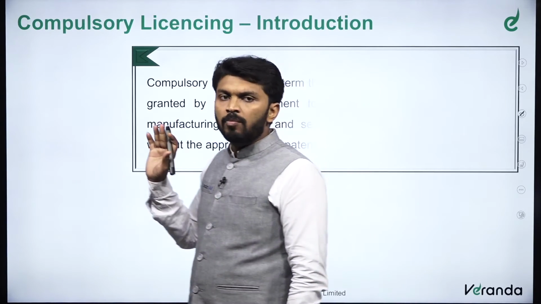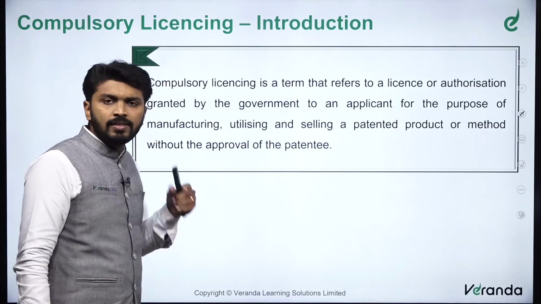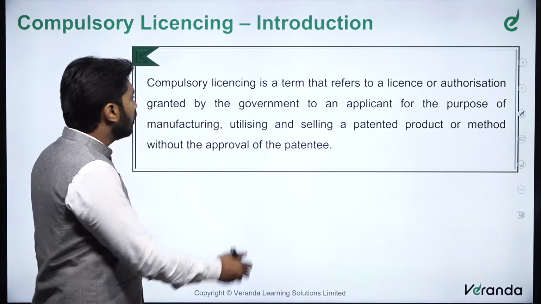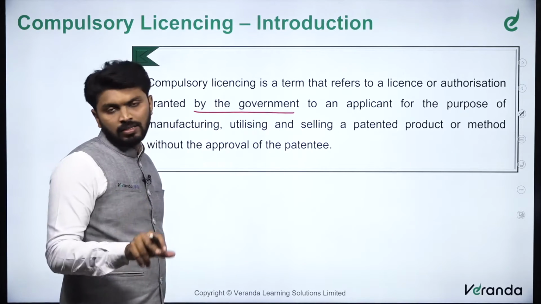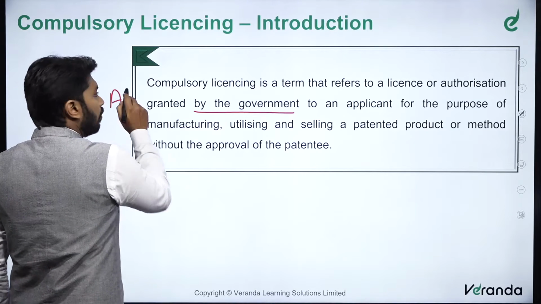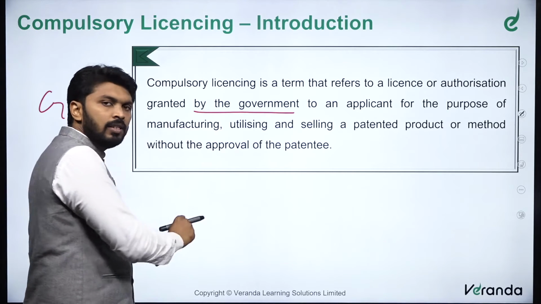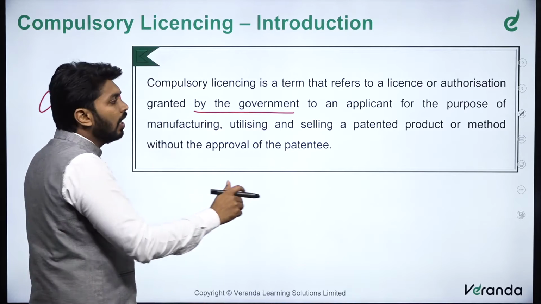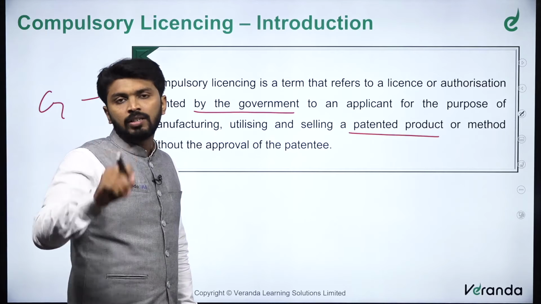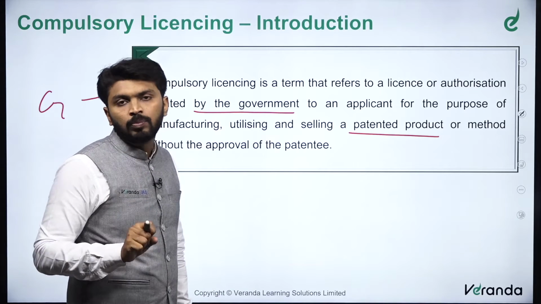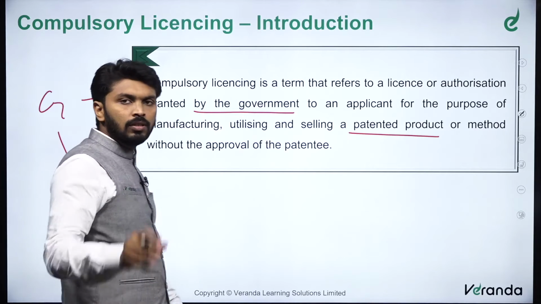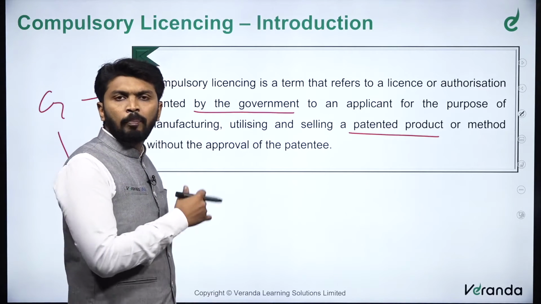So first, what is compulsory licensing? Compulsory licensing is a term used to refer to a license or authorization granted by the government to an applicant. So there are three parties involved here. One is the government and another one is the applicant, for the purpose of manufacturing, utilizing and selling a patented product, which means someone has invented a product and they hold the patent right of that product.